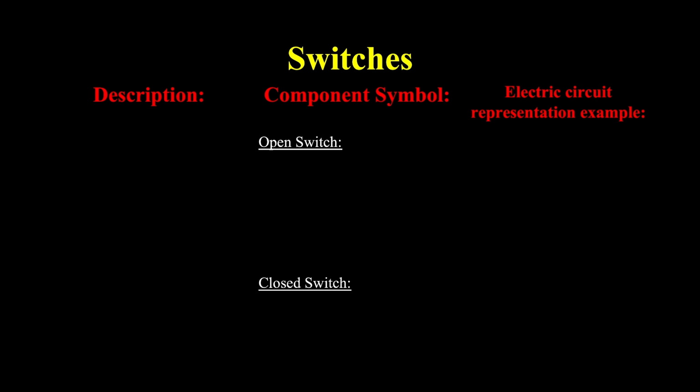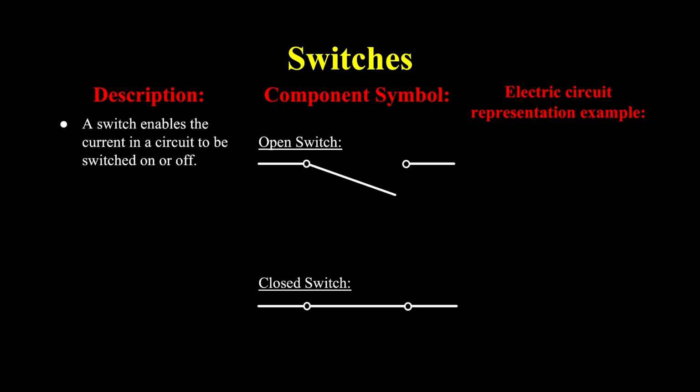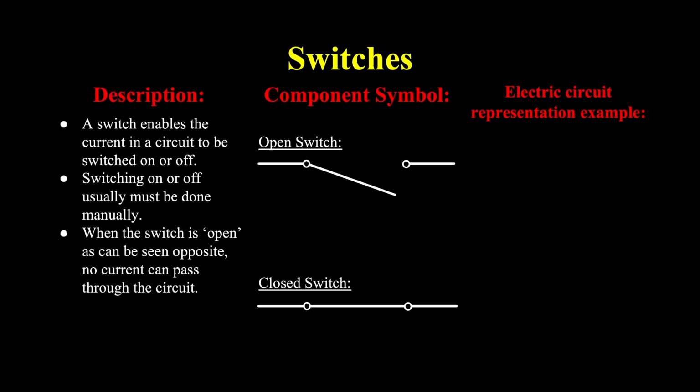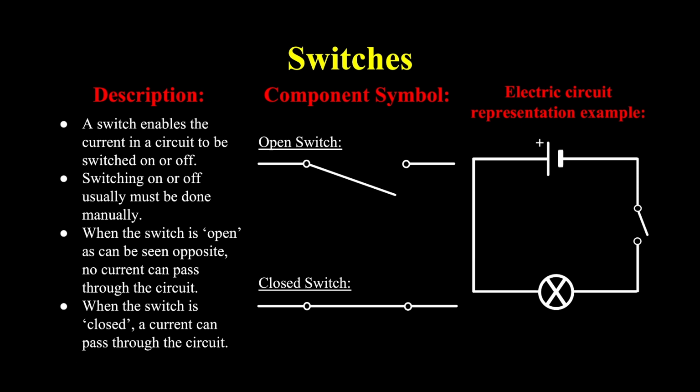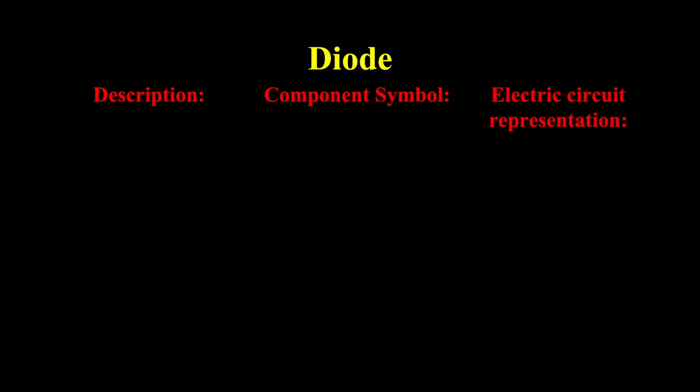Now let's look at switches. Here is the component symbol for an open switch and for a closed switch. A switch enables the current in a circuit to be switched on or off. Switching on or off usually must be done manually. When the switch is open, as can be seen here, no current passes through the circuit. And when the switch is closed, a current can pass through the circuit. And here is a representation of a switch in an electric circuit. So when this switch is open, as it is here, no current will flow through the circuit, so this indicator will not light up. If the switch is closed, a current will flow through the circuit, and this indicator will light up.